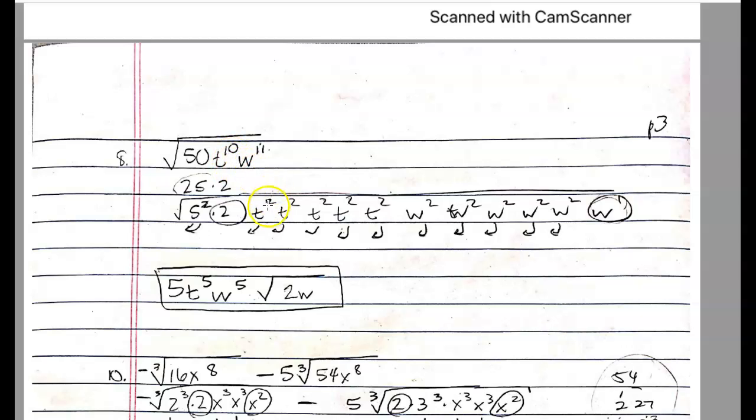The t squared, there's 5 sets of t squared. Each one is a perfect square, and that comes out here as t to the 5th. But when I look at the w's, I have w to the 2 five times, but then I have a leftover, right? I've got one more because it was 11 of them. So I circled it just to remind myself that leftover goes right there.